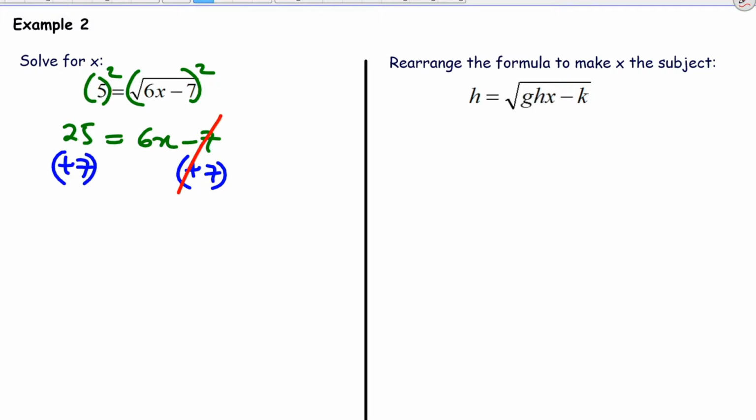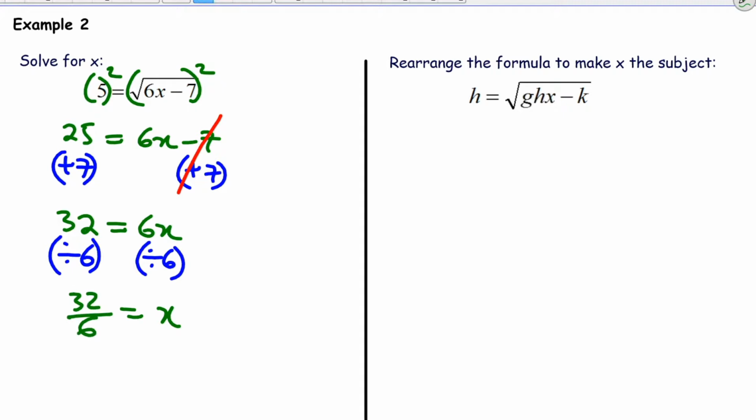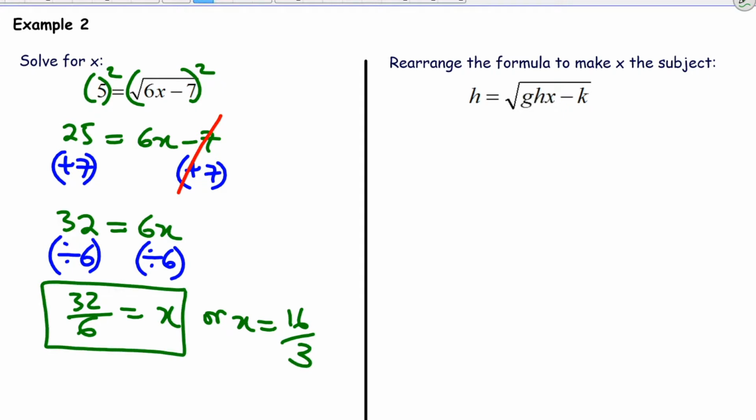Negative 7 plus 7 is 0. So what you're left with is a simpler equation. 32 is equal to 6x. We can carry on to divide by 6 on each side because we want to find x, which means x will be equal to 32 divided by 6. Or we can simplify this to 16 over 3.